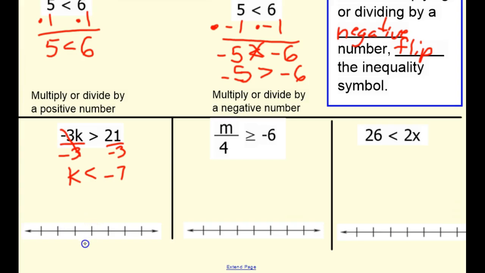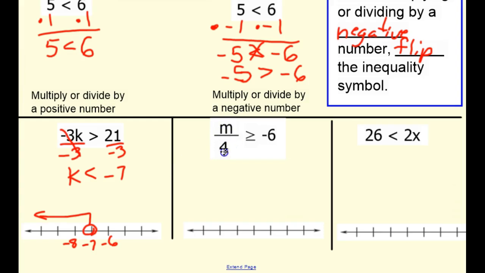So how we would graph that would be -7 here. It's a strict inequality, so it's an open circle. Now it's pointing to the left, so we point our arrow to the left. So -8 and -6. K is less than -7. So anything less than -7 would answer our equation.